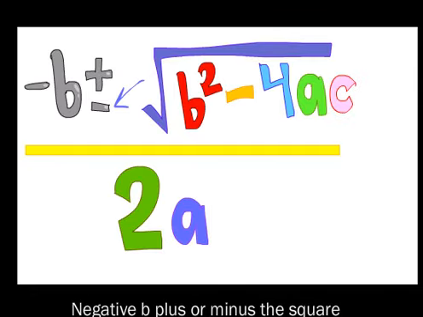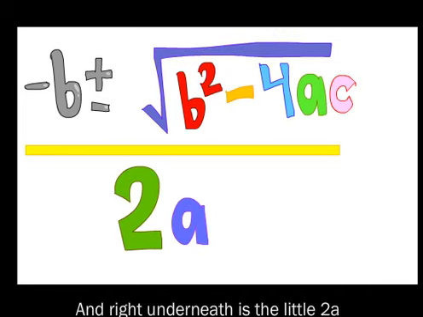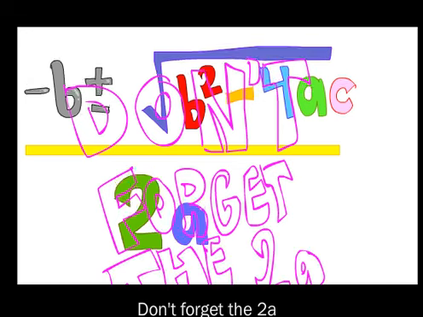Negative b plus or minus the square root of b squared minus 4ac, and right underneath is a little 2a, over the 2a.